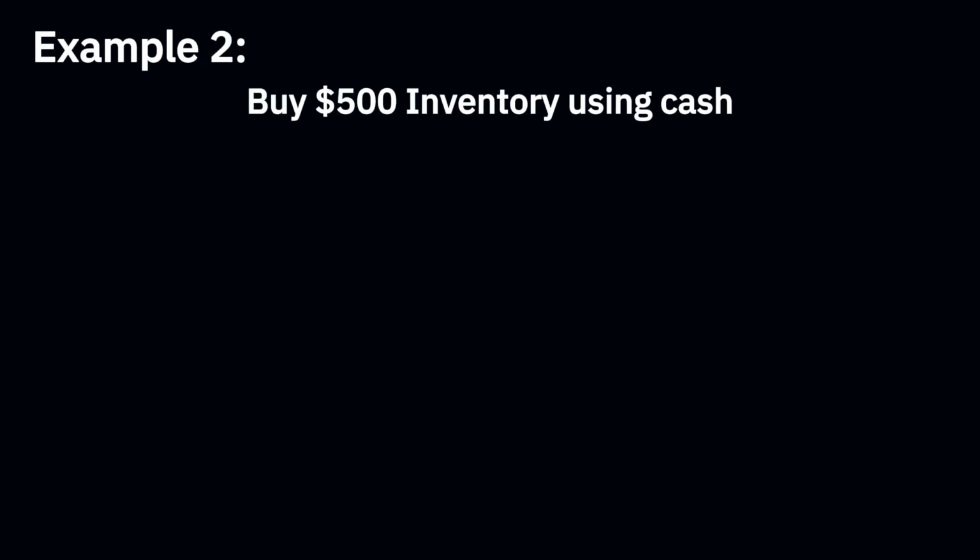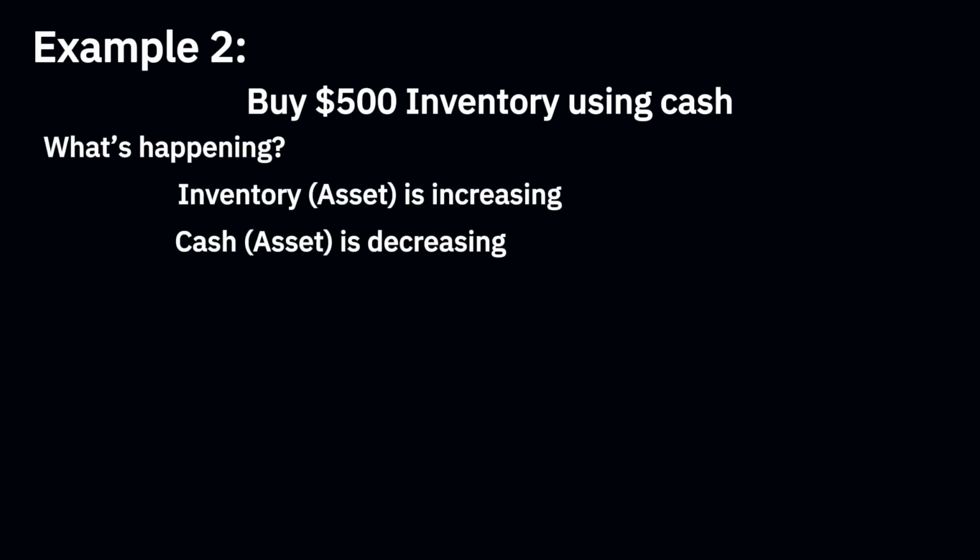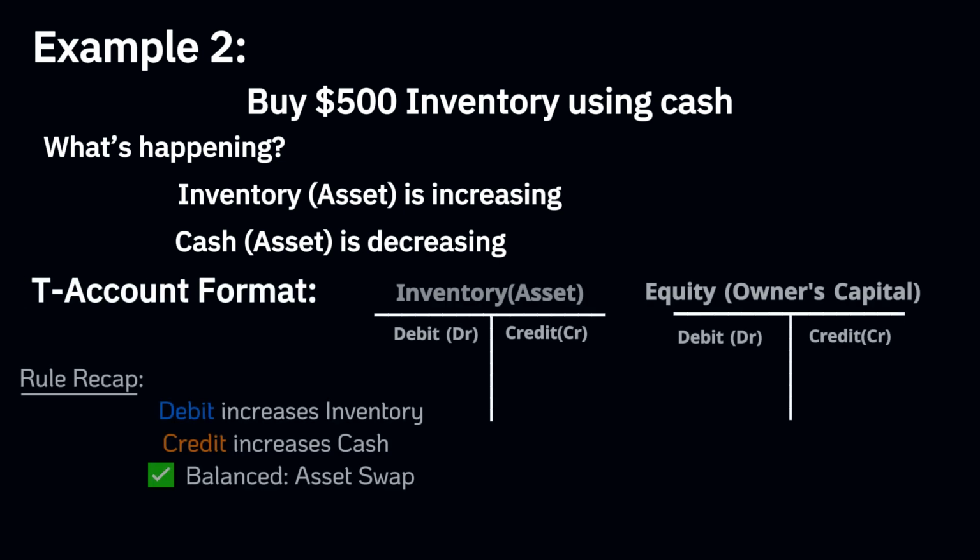Example 2 says the business purchases $500 worth of inventory and pays for it in cash. So what's happening here? Inventory, which is an asset, is going up, and cash, which is also an asset, is going down. In this case, we debit inventory for $500 because it's increasing, and we credit cash for $500 because that's decreasing. Again, both sides equal and the book stays balanced.